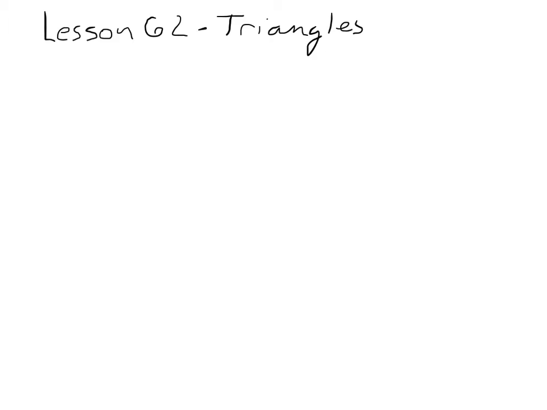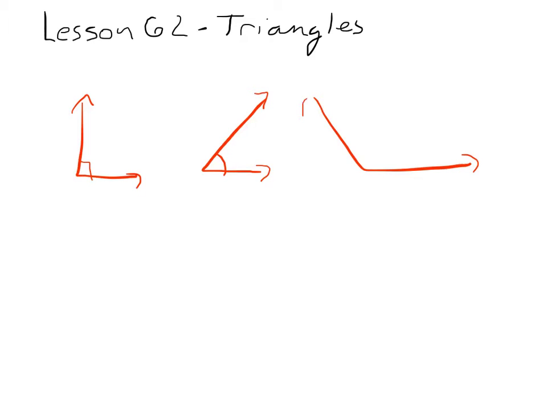All right, 7th graders, lesson 62, classifying triangles. We remember a few things here about angles. If I have an angle that looks like that with that symbol in the corner, that's going to be a right angle. Anything less than 90 is going to be acute, and anything greater than 90 is going to be obtuse. We classify triangles the same way.